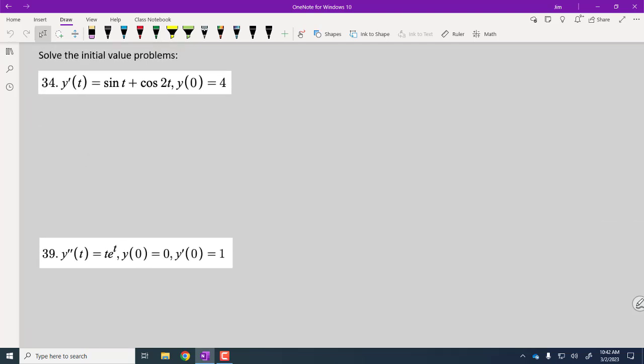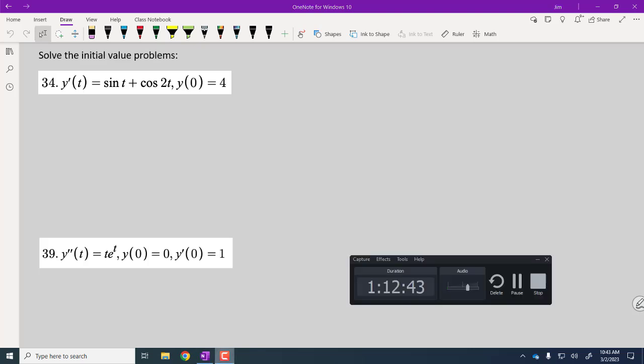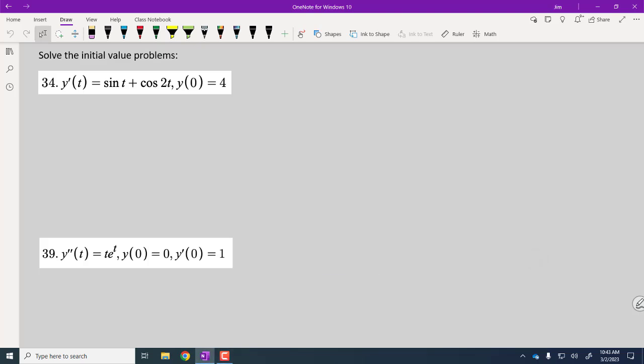All right, so this is not just a differential equation, but we've also been given an initial value. Usually they call these initial value problems, IVPs. So we can do what we normally do. On the left side, we have the derivative. On the right side, we have a function.